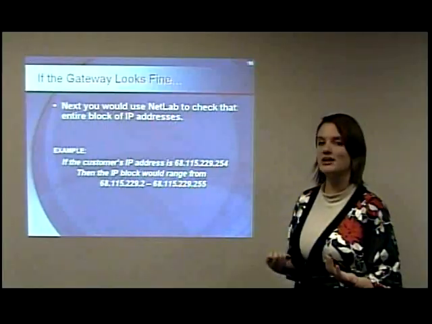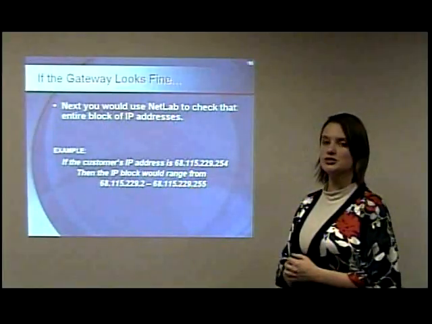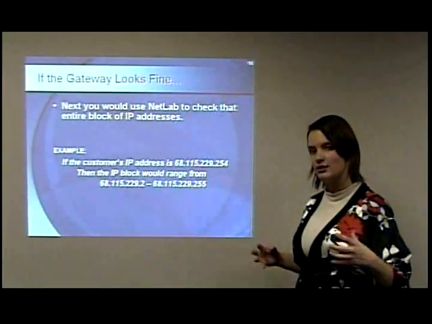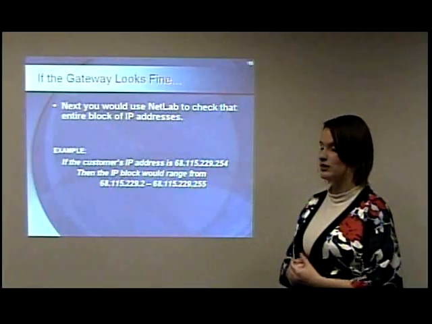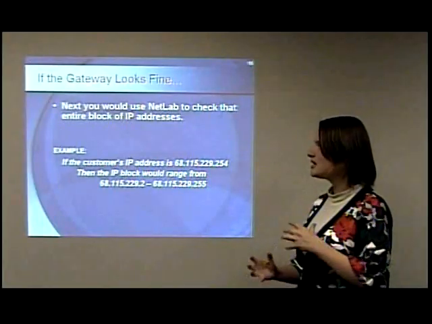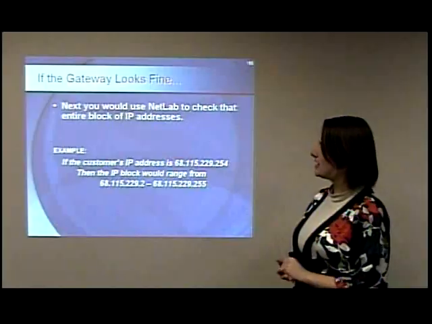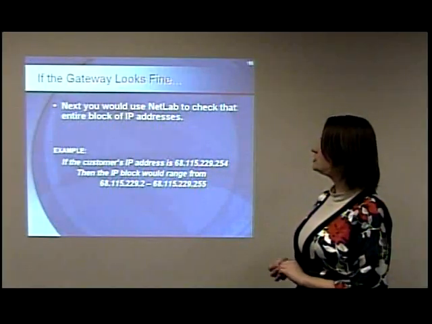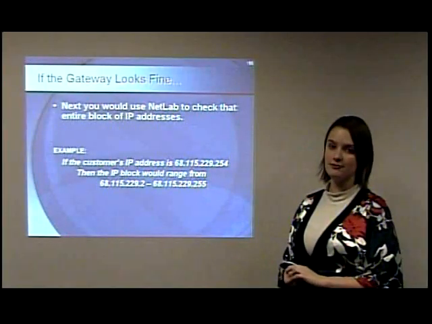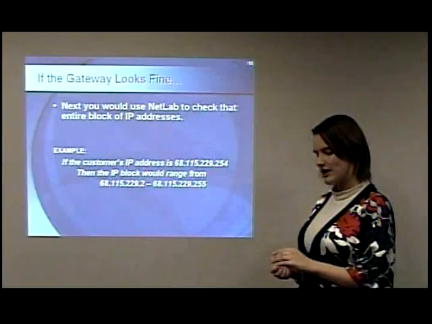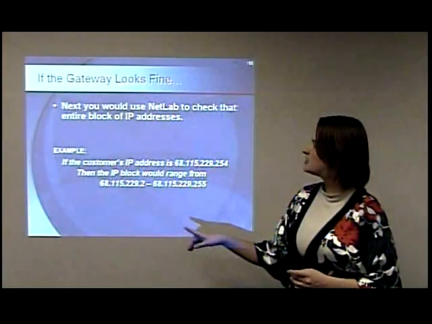Let's say the gateway looks fine. The next thing you would do is use NetLab to check that entire block of IP addresses to find out what's going on. Now let's say that the customer's IP address is 68.115.229.254. That block would range from 68.115.229.2 all the way up to 68.115.229.255.